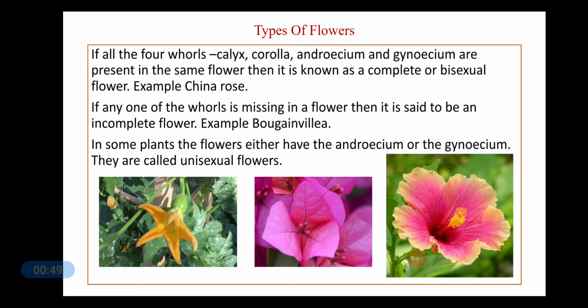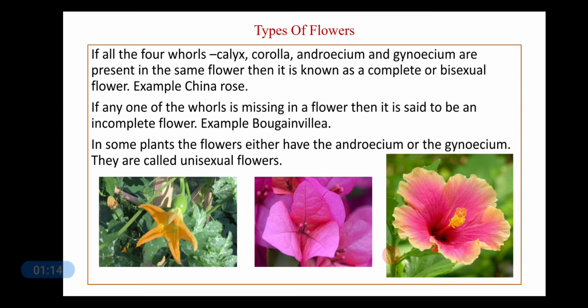You can see the calyx, the corolla that is present over here, the androecium, the yellowish part that you see over here, and on top of it the gynoecium, which extends inside up to the ovary. So a China rose is an example of a complete flower or a bisexual flower. That is, the androecium and the gynoecium both are present in it.